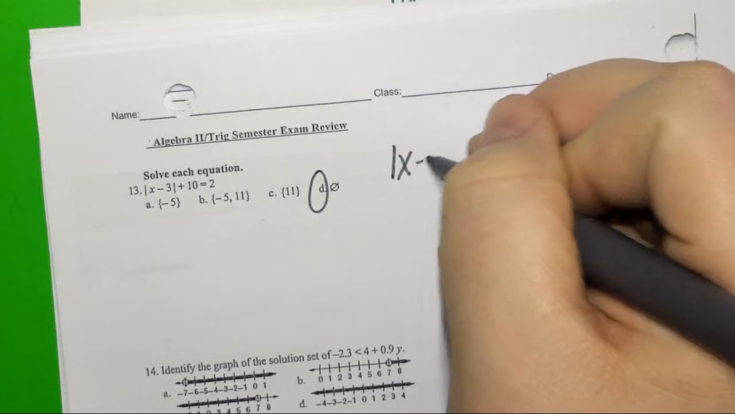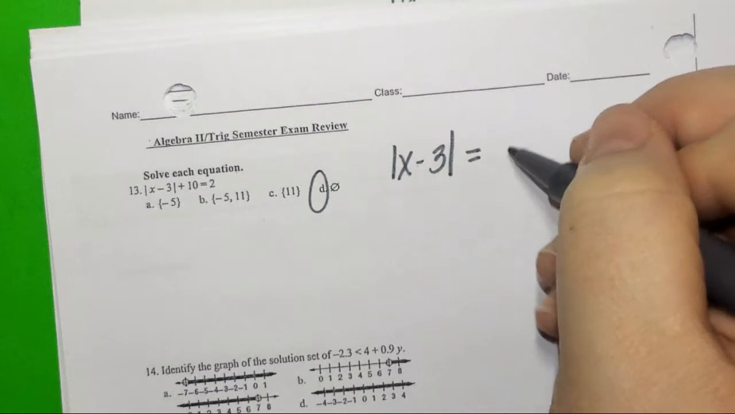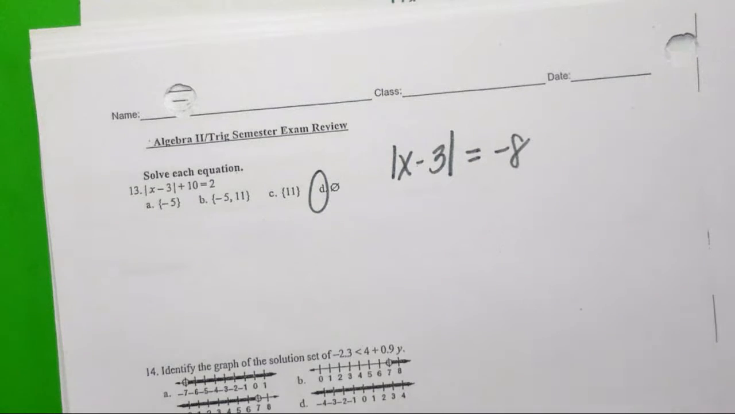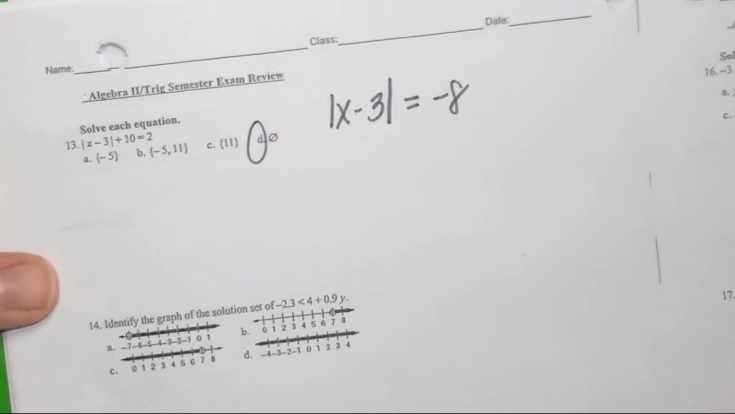Okay, so if I subtract both sides by 10, I'll have the absolute value of x minus 3 equals negative 8. You know an absolute value can't be equal to a negative number. So she's right, 13 is D. Okay, 14.